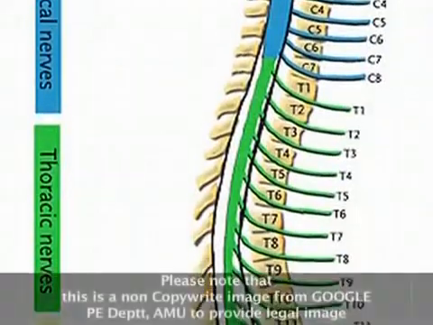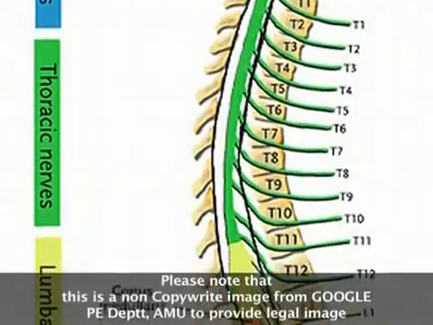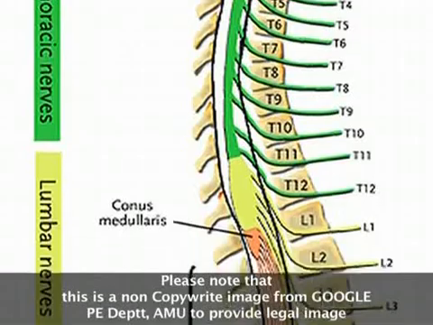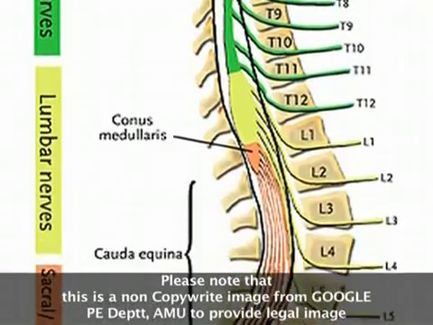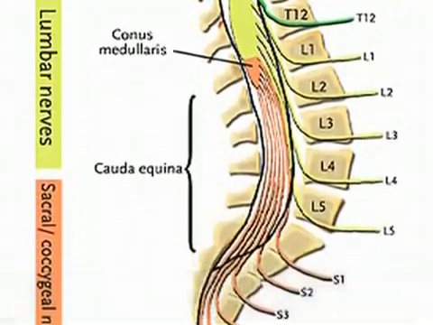So, it consists of spinal nerves and cranial nerves. Spinal nerves, there are 31 spinal nerves, and they carry information from and to the spinal cord. And there are 12 cranial nerves, which carry information from and to the brain.